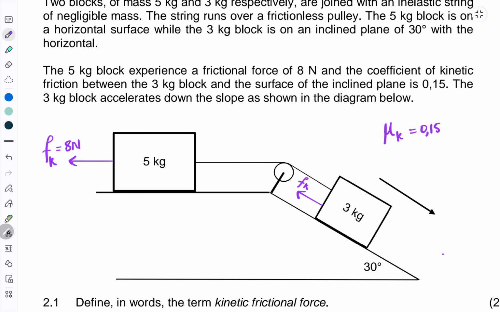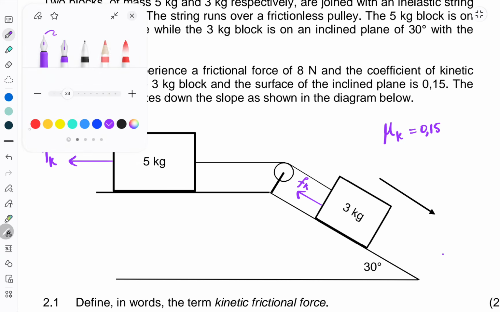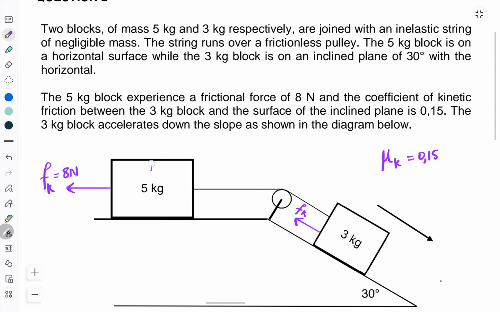All right, so now what else are we told? The 3 kilogram block accelerates down the slope in the diagram below. Okay, we've already sort of deduced that from the diagram. Now let's draw our forces. We know that you'll have a normal force here. Let's call it N. Some people call it Fn like this. It's the same thing, it's up to you.